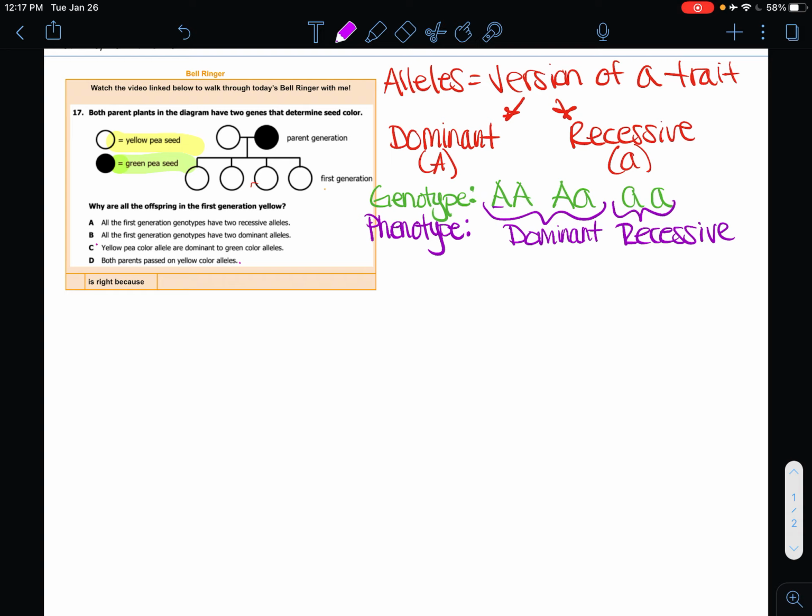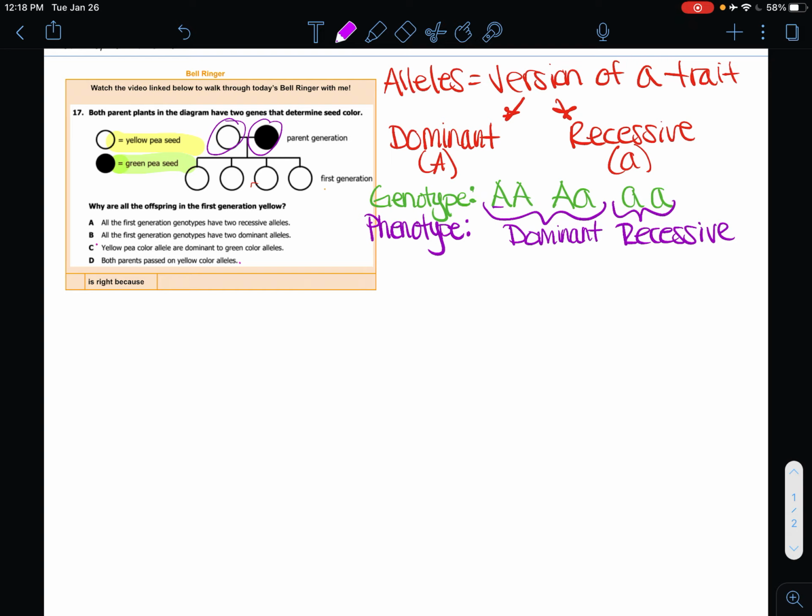Okay, so the thing about this question is, like I said, they don't tell us the genotypes, but if you look in the parent generation, one has the dominant genotype and one has the recessive, because we're looking at 2 different traits being represented. If they were both yellow or both green, that wouldn't really tell us that much. So since we have 2 separate phenotypes, yellow and green, we know that one is recessive, one is dominant.